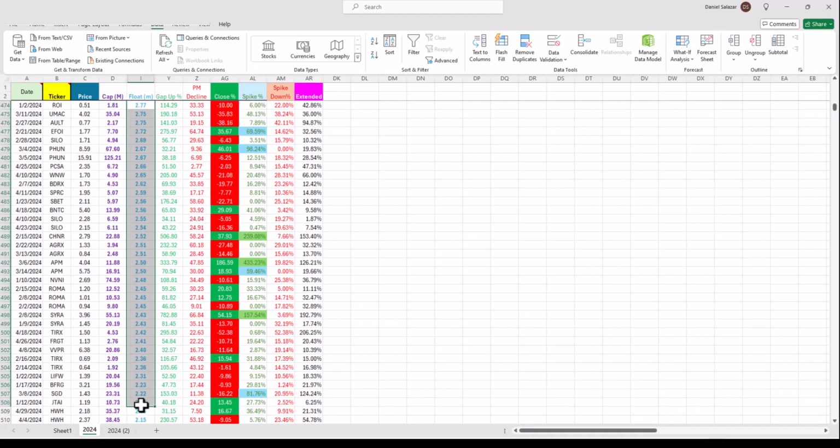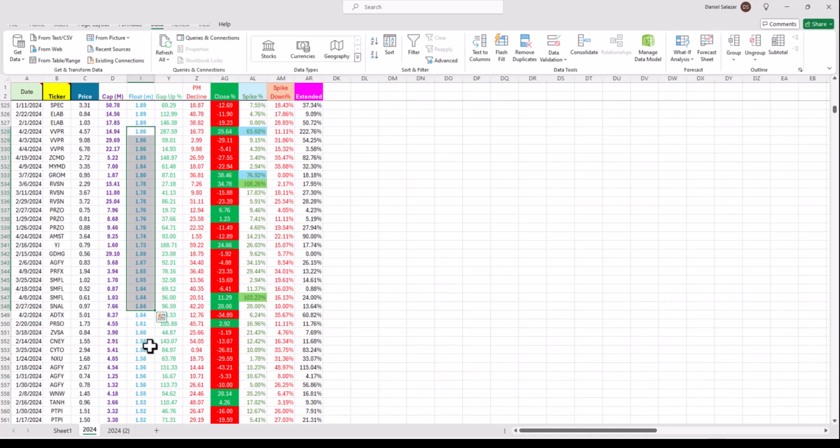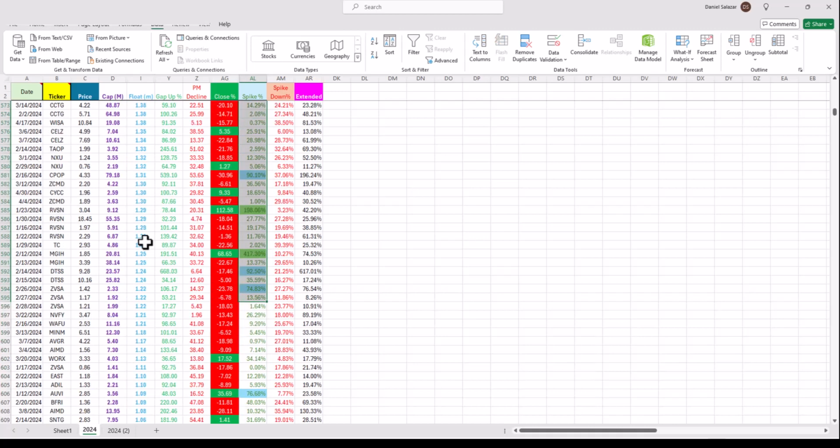These are very small. You could call them micro floats, nano floats. These are very small floats, and as you can see, these could really spike a lot. They tend to do what happens as a short squeeze, where a bunch of short sellers have to exit their position in order to stop their losses, and then everybody keeps buying and buying and buying, and the spike just goes out of control. Look at all of this float. 1 million float has a lot of stocks that tend to spike.